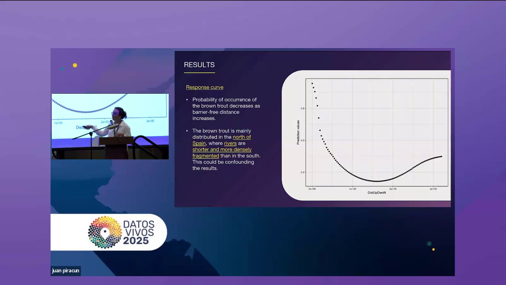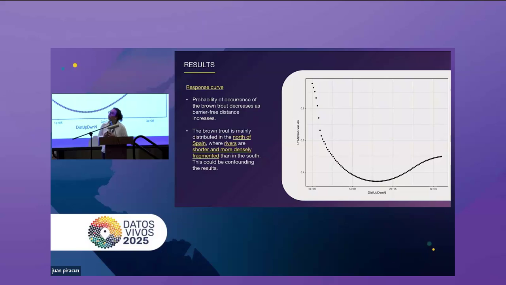So we see that as the barrier-free distance increases, so the distance that the brown trout has available to move along the river network increases, the probability of presence of the brown trout decreases. So this was counterintuitive. It was the contrary of what we expected.